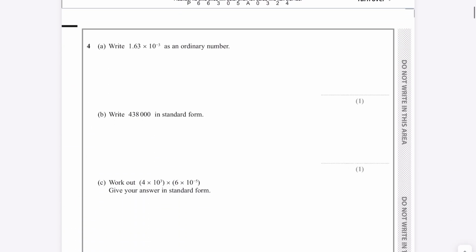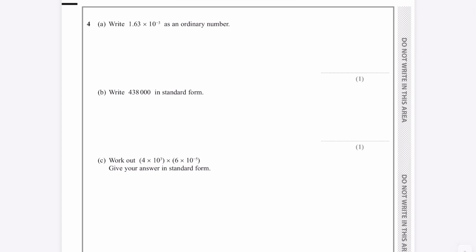Question 4, write that as an ordinary number, so we're going to hop the decimal to the left 3 times, that's 1, 2, 3, so that's 0.00163. Write the next one in standard form, so we're going to hop the decimal 1, 2, 3, 4, 5, so that's 4.38 times 10 to the power of 5 in standard form.